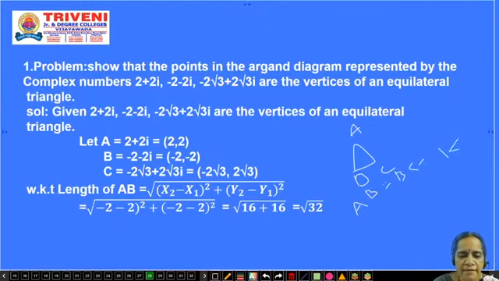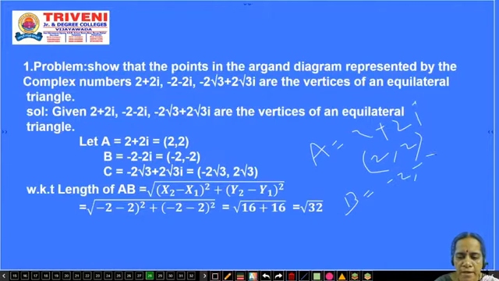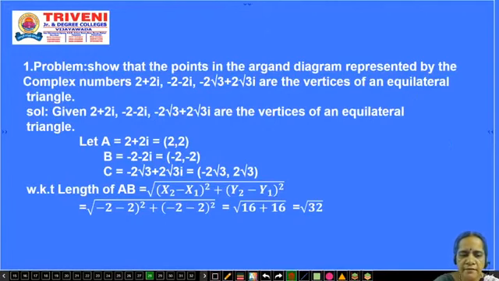Okay, we can take the values. A is equal to 2 plus 2i, which can be written in point form as 2 comma 2, and B is equal to minus 2 minus 2i, which can be written in point form as minus 2 comma minus 2. Similarly, C is equal to minus 2 root 3 plus 2 root 3 i, which can be written in point form as minus 2 root 3 comma 2 root 3.